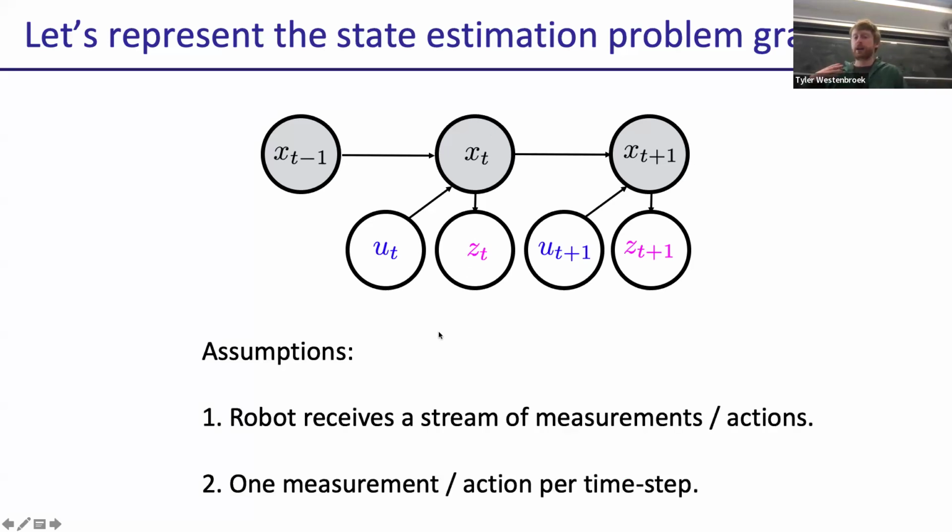Again, our assumption is that the robot does not know what this actual progression of states is. All we see is what's happening in the bottom row here, the u_t's and z_t's. And again, we get one action and one observation per time step.